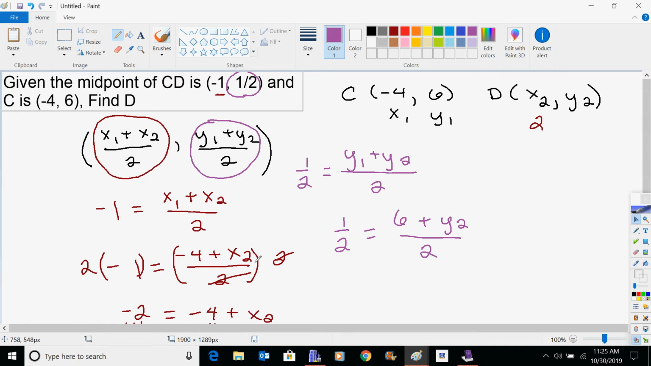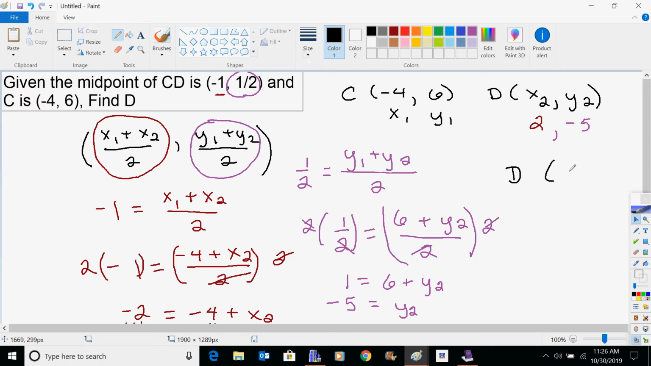You can do the same thing by multiplying both sides by 2 again. When we multiply by 2, the 2's cancel out. And we have 1 equals 6 plus y2. And y2 then equals -5. So our answer then, you have to put them together so that the coordinates for D are (2, -5). So the midpoint between (-4, 6) and (2, -5) would be (-1, 1 1/2).